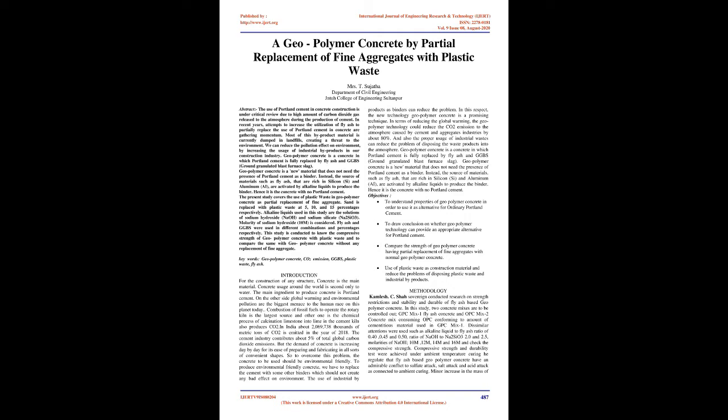The present study covers the use of plastic waste in geopolymer concrete as partial replacement of fine aggregate. Sand is replaced with plastic waste at 5, 10, and 15% respectively. Alkaline liquids used in the study are solutions of sodium hydroxide, NaOH, and sodium silicate, Na2SiO3. Molarity of sodium hydroxide, 10 M, is considered. Fly ash and GGBS were used in different combinations and percentages respectively.